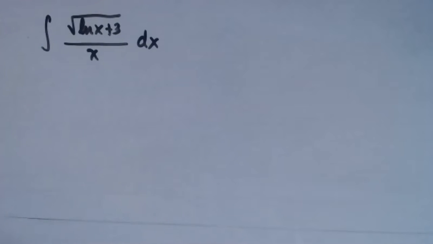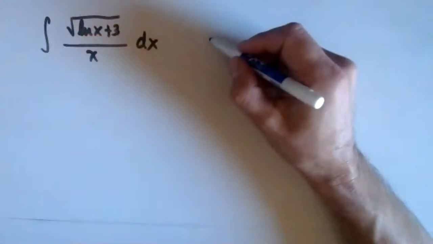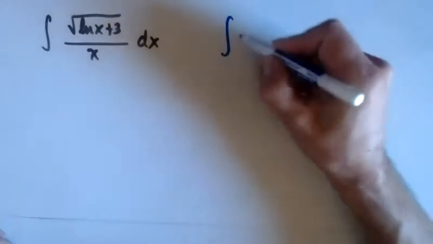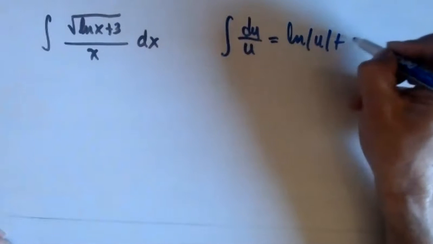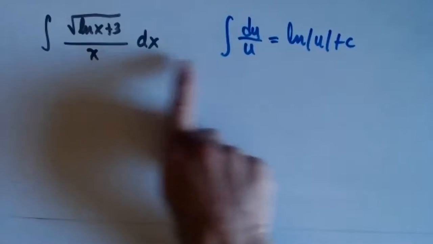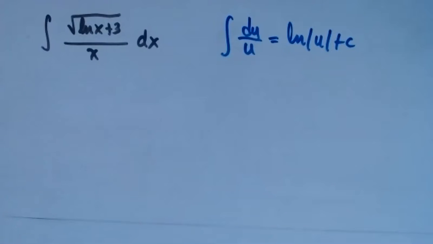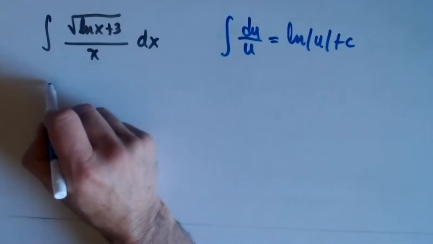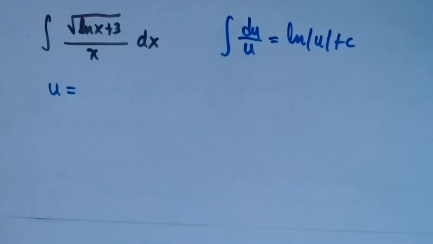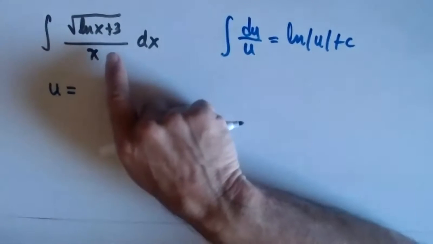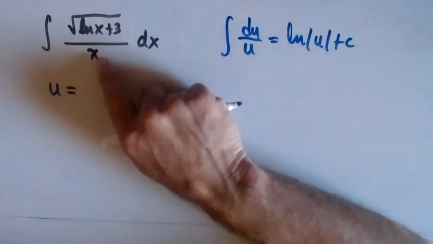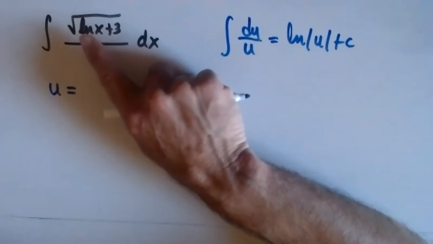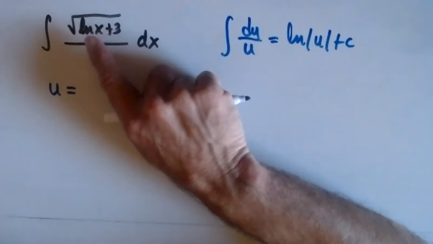Well, again, we're going to try our fraction, du over u. So I know the solution for this formula. If I change this into this, I know the solution. So let's see. According to this formula, u should be who? The top or the bottom? Here, one has to be the derivative of the other one. The derivative of x is 1. This is not a 1. The derivative of this is 1 over x.